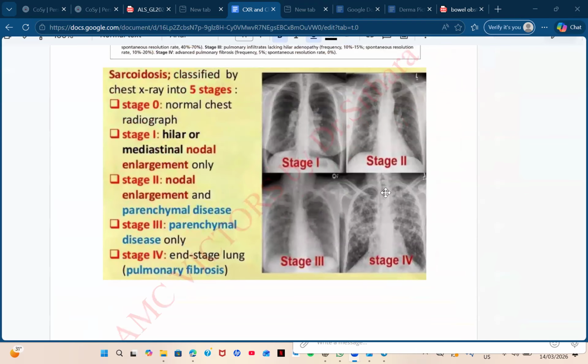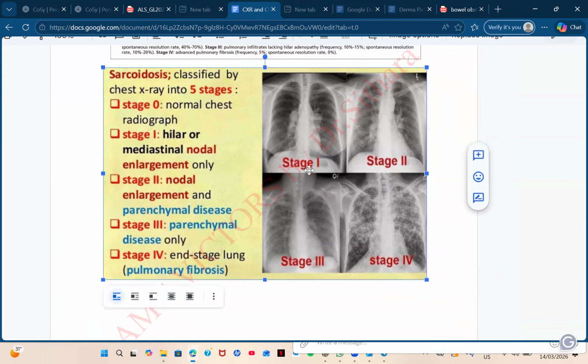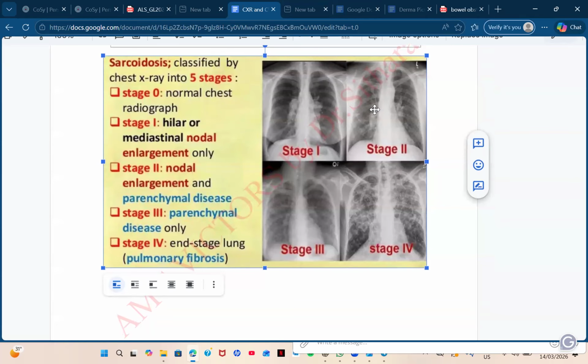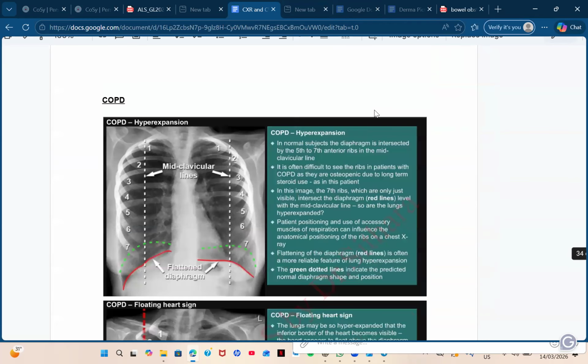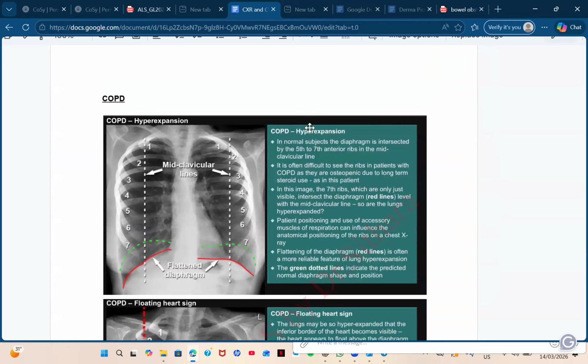In this case, what can you see? You can see honeycomb appearance in CT as well. But in this case, you can't see this honeycomb appearance. You can see ground glass opacities, right? Okay, that's all. So now tell me how COPD presents in chest X-ray?